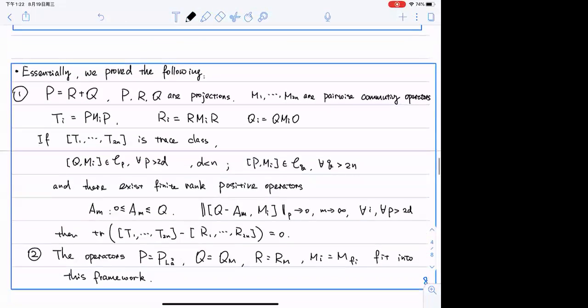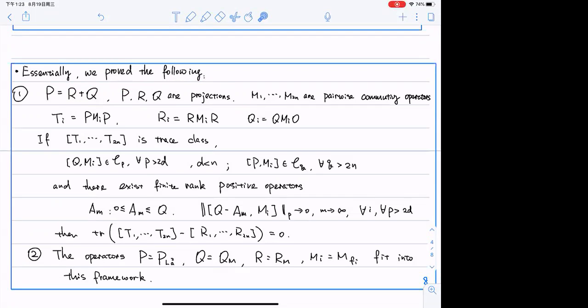Essentially, our approach involves two things. The first, abstractly, is that we are proving this theory: if you have a total space P and you break it into R and Q, you have these projections.